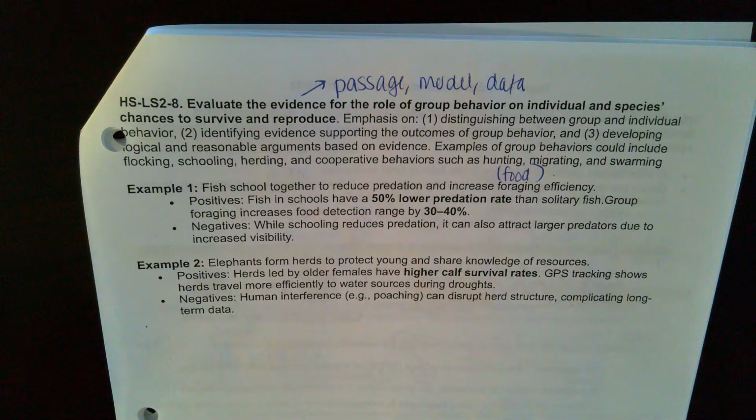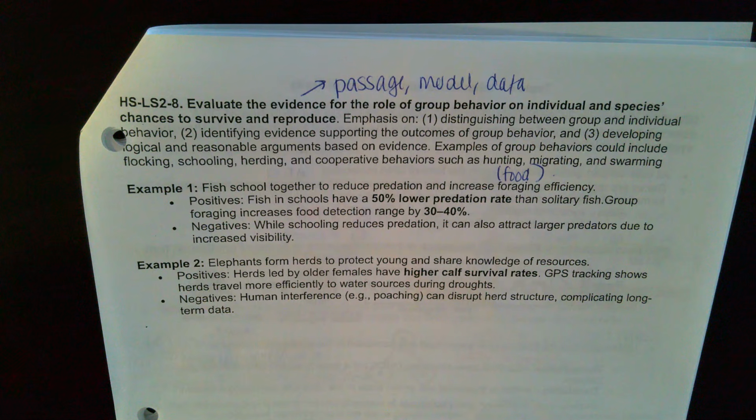Example number 2 is that elephants form herds to protect young and share knowledge and resources. Positive, herds led by older females have a higher calf survival rate. The calf's the baby. GPS tracking shows herds travel more efficiently to water sources during droughts. So when they're all working together, they're much more efficient. There's probably like a bossy elephant that's like, we have to keep going, we cannot stop. And they get to the water source much better than if they were working alone.